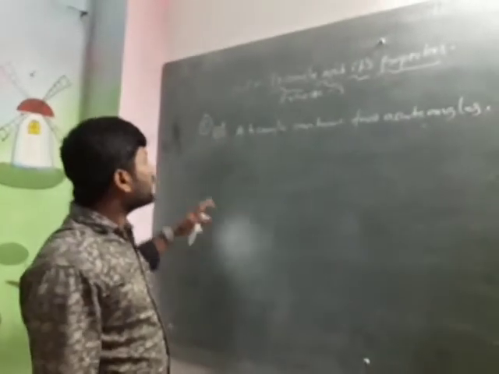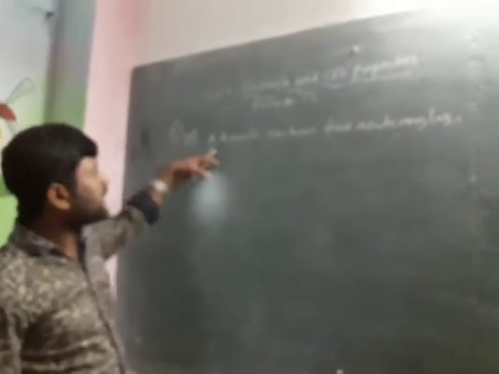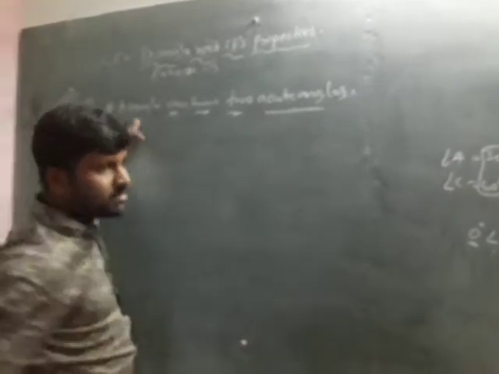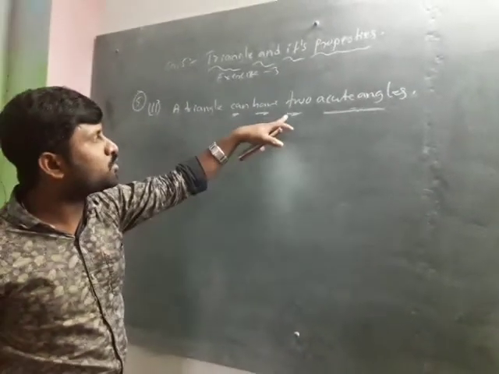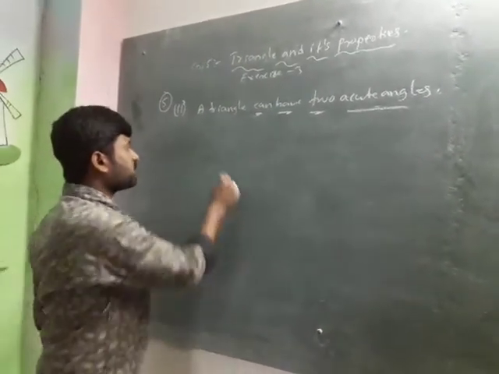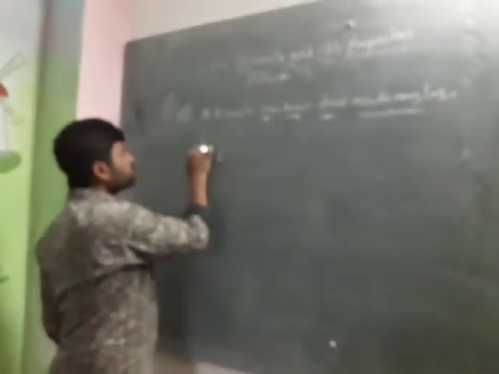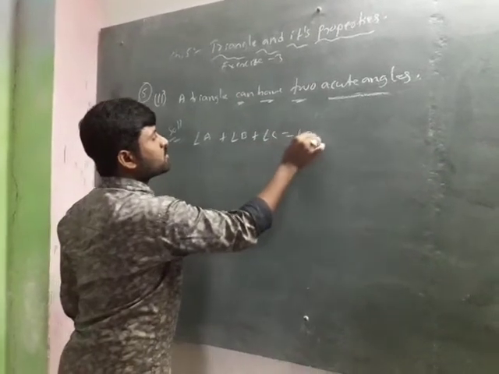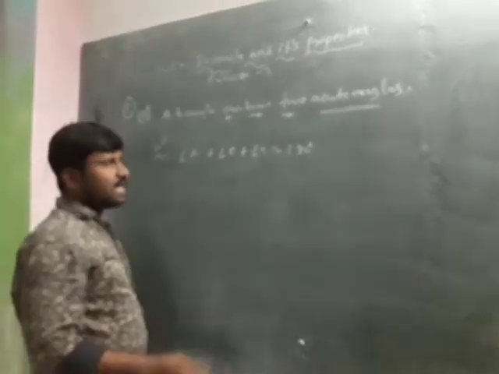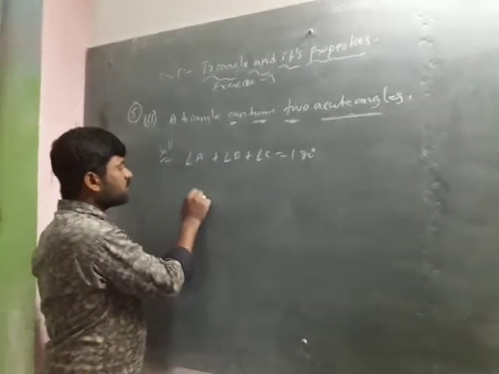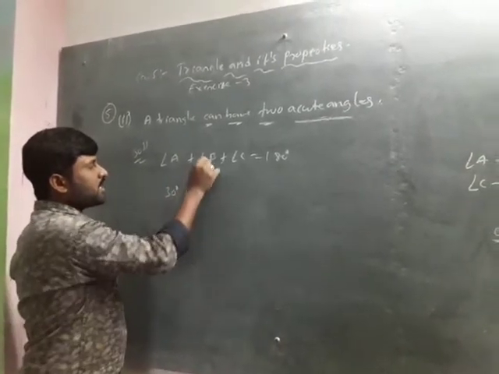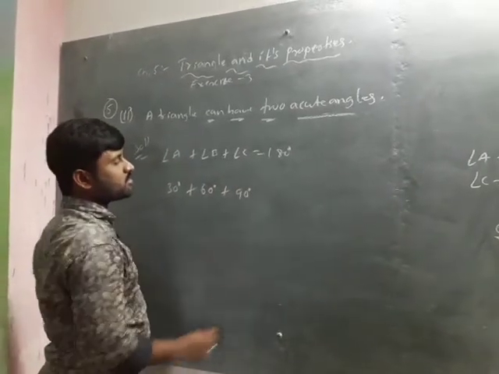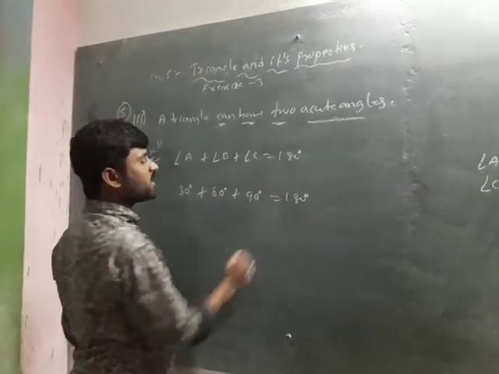Okay students, now the second one: a triangle can have two acute angles. అంటే చూద్దాం. Simply solution: angle A plus angle B plus angle C is equal to 180 degrees. I am taking two acute angles. Angle A 30 degrees, angle B 60 degrees, angle C that is 90 degrees, is equal to 180 degrees.